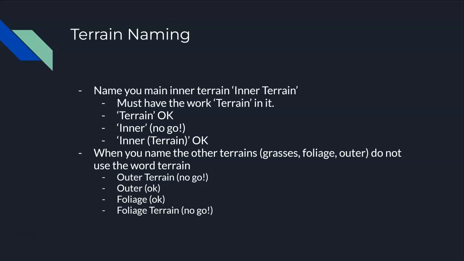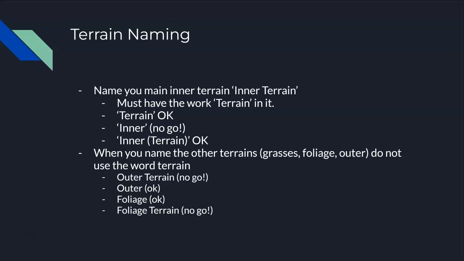When you create your other terrains, like your grass terrain, which you'll do a little later, and your foliage terrain, which is later, and your outer, which you may or may not have, you cannot use the word terrain inside of them. For example, you cannot name your outer terrain. That's a no-go. That'll cause problems. Same thing. If you just name it outer, it's perfectly fine.